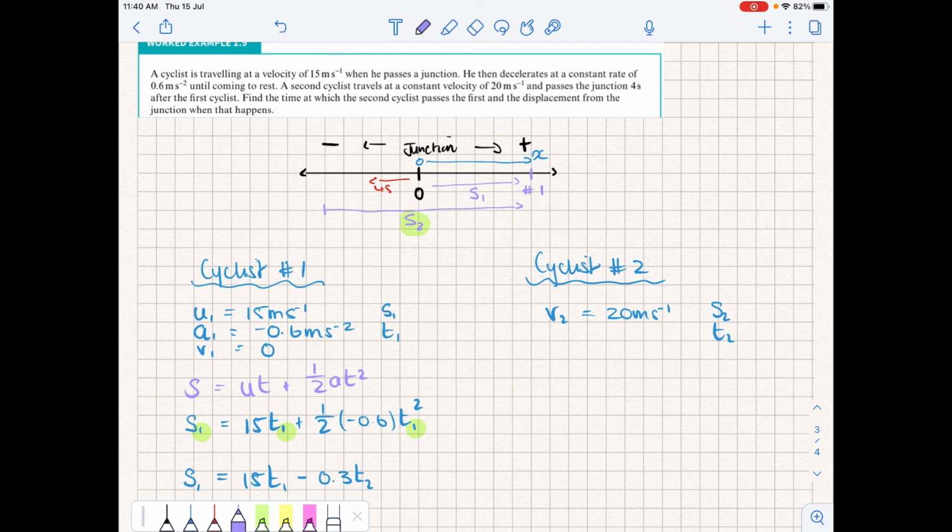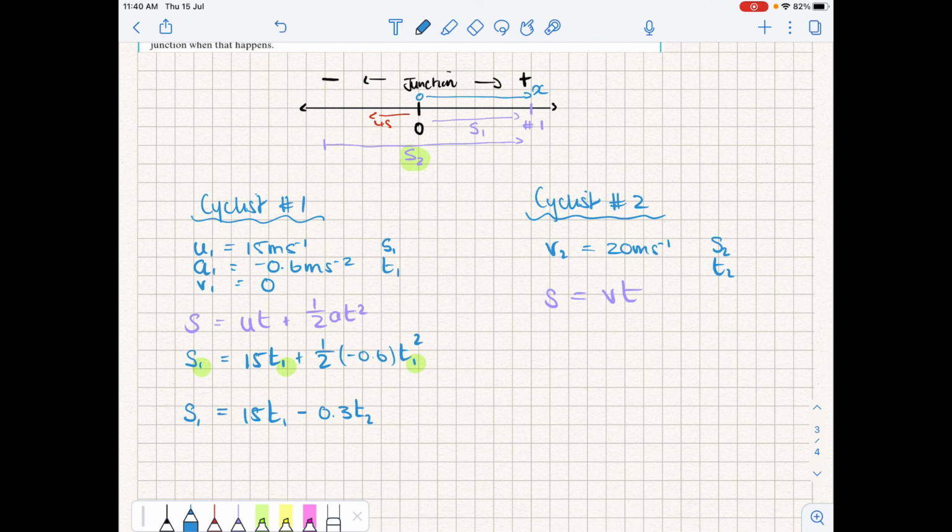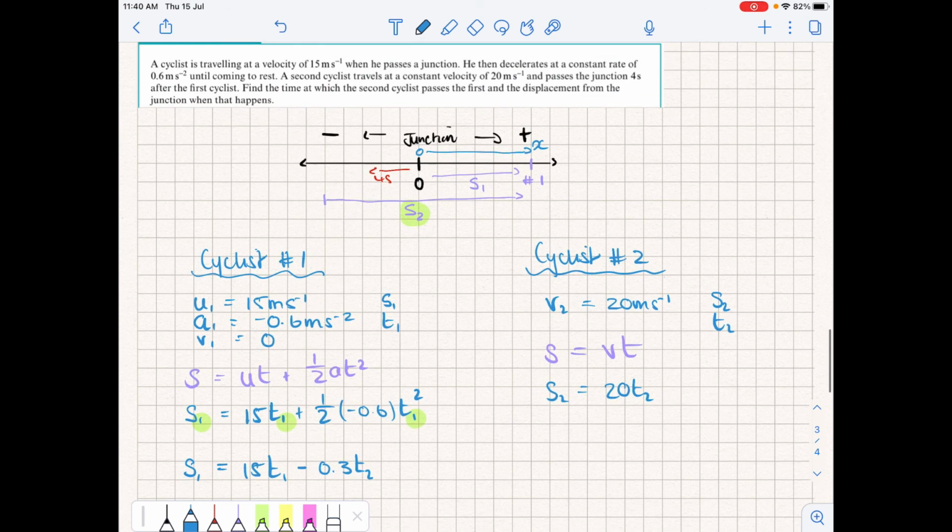The function we're going to use for constant velocity is displacement equal to velocity times time. Placing in our variables for cyclist 2, his displacement must be equal to his velocity, which is 20 meters per second, times the time that he's been cycling. That would give me the position for him with respect to time.